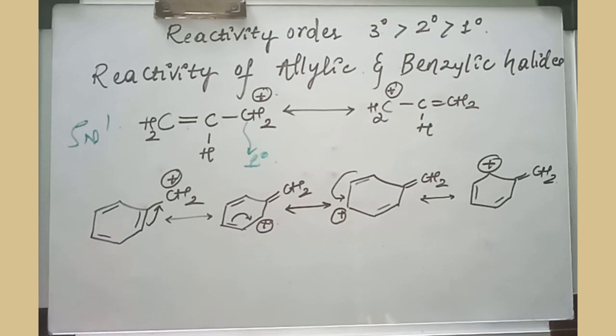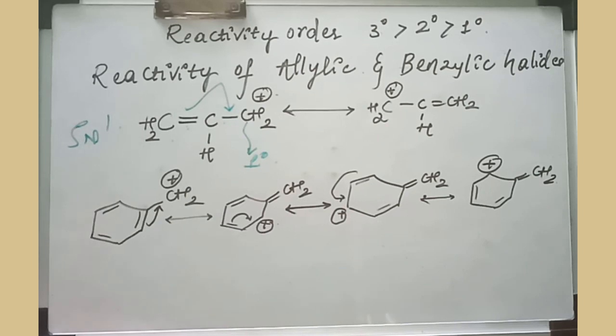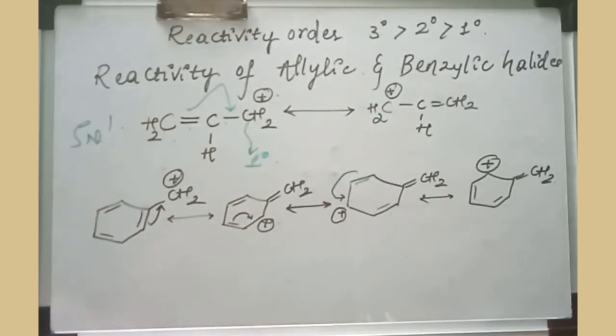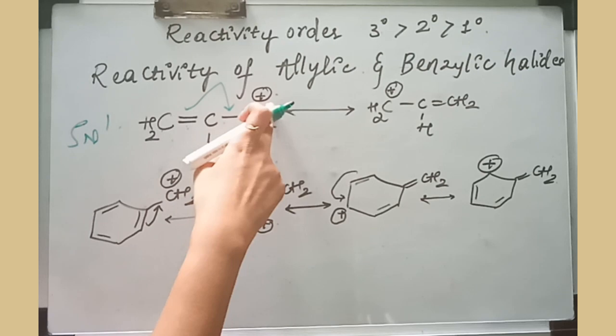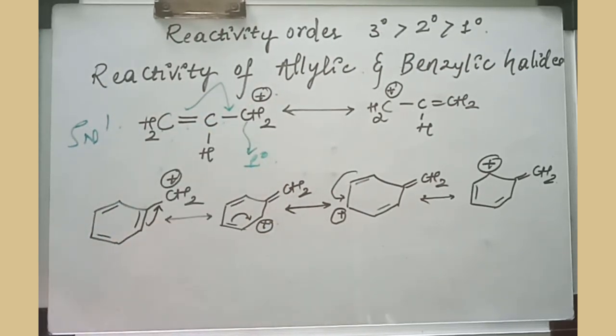As a result, there is a resonance taking place. So this double bond will shift here. As a result, this carbon will get a positive charge. That means a positive charge is stabilized. In the case of tertiary, the positive charge was getting stabilized by the three different alkyl groups. Here, the positive charge is stabilized with the shifting of this bond. As a result, this attains stability. That is why allylic halides undergo the SN1 mechanism.